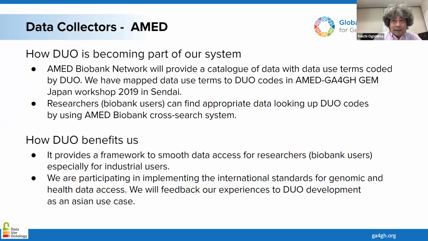So not only data type, vendor, platform, but also the data terms in your codes will be available as search condition in our biobank cross search system. So researchers can easily find the appropriate data, looking up just your codes. So it's very easy to access our data.